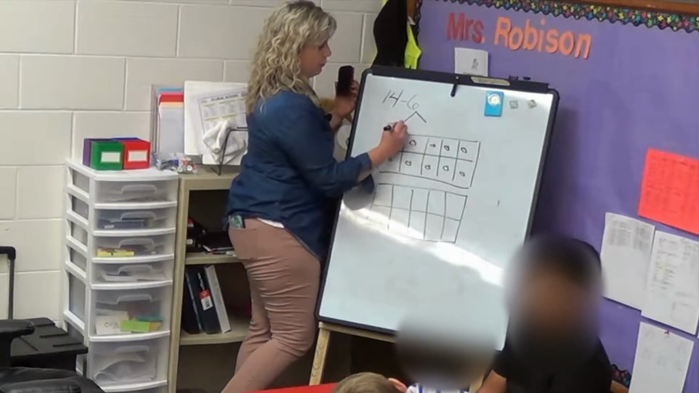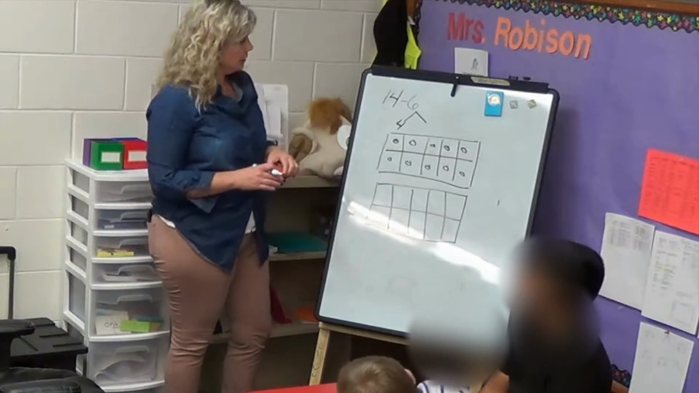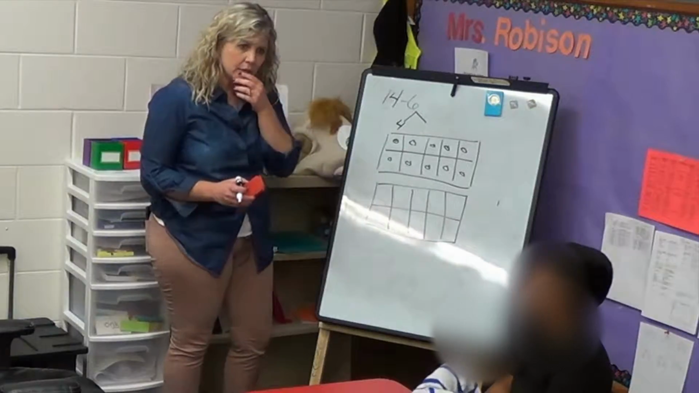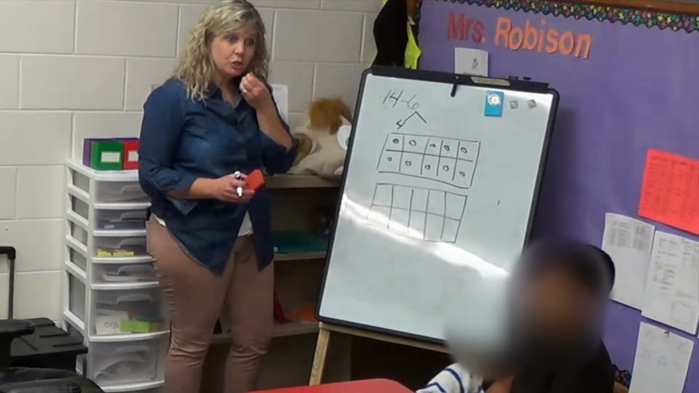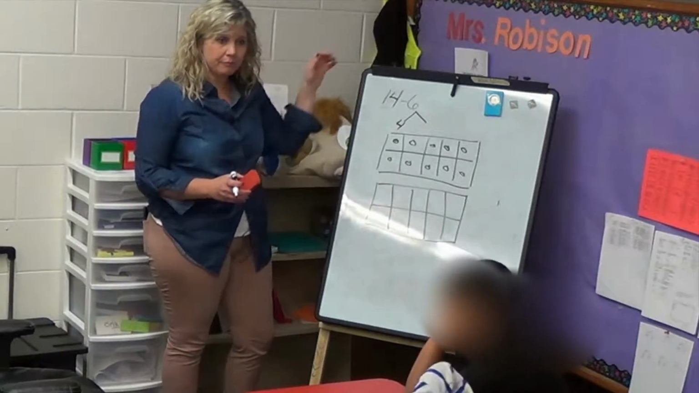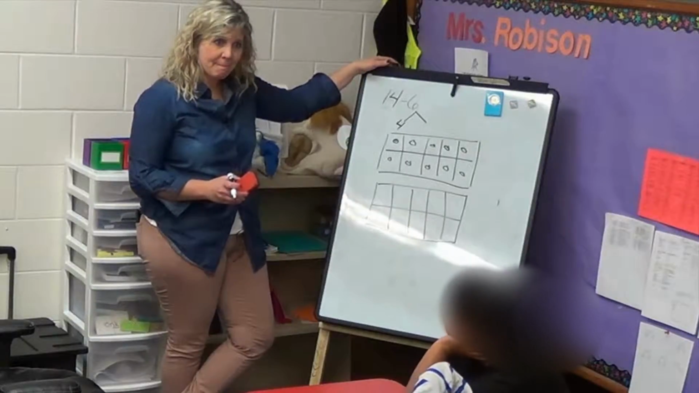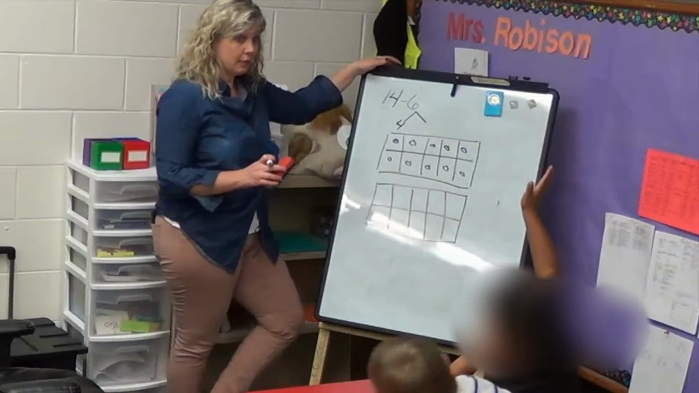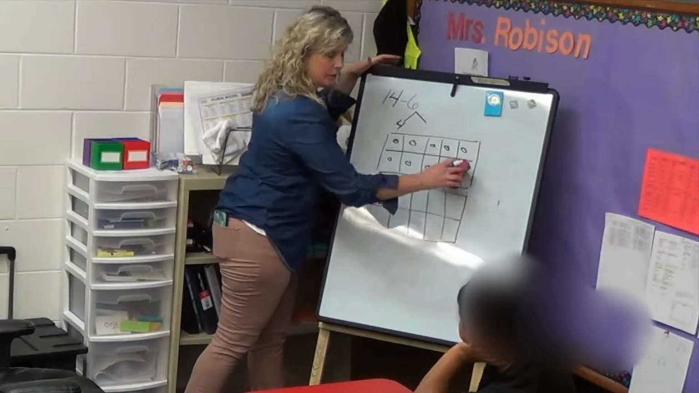Okay, so if I took these 4 away, and then took 2 more away, so I took away 4 first. Did I take away all 6? No. So how many should I take away? 2? Where do I take them from? 2 on the top, so like maybe right here.